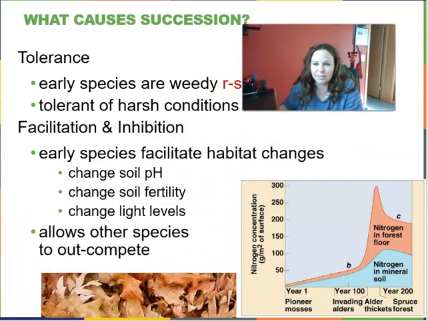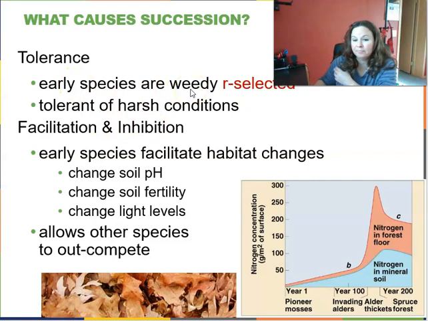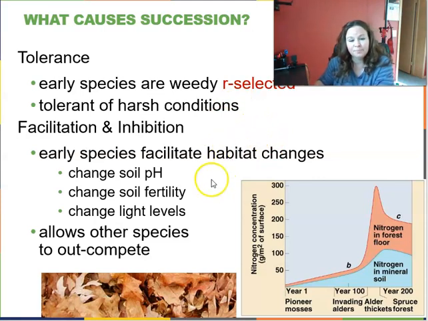So what causes succession? Tolerance. Early species are weedy, are r-selected, have a lot of offspring. They tolerate those harsh conditions that are there through facilitation and inhibition. And early species help to facilitate habitat changes. They lay the groundwork so others can exist, like changing soil pH and fertility of the soil and light levels, and then allows other species to outcompete.